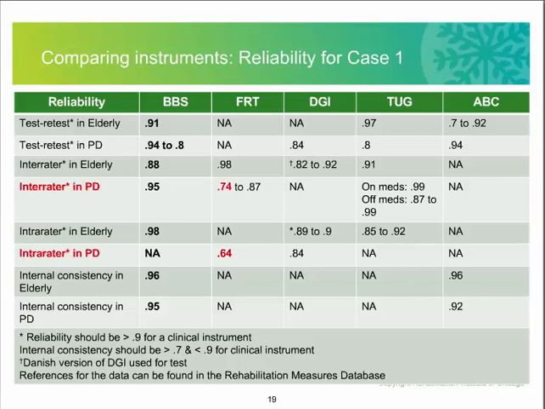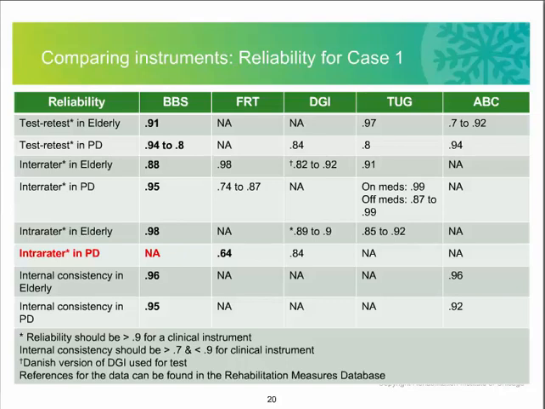However, the functional reach test demonstrated poor reliability, 0.64 for inter-rater reliability and 0.74 for intra-rater reliability in Parkinson's disease. The sample included in this study was very similar to Frank, with Hoehn and Yahr stages 1 to 3 and a mean of 6.5 years duration. Because of these findings, it is best to eliminate this instrument.